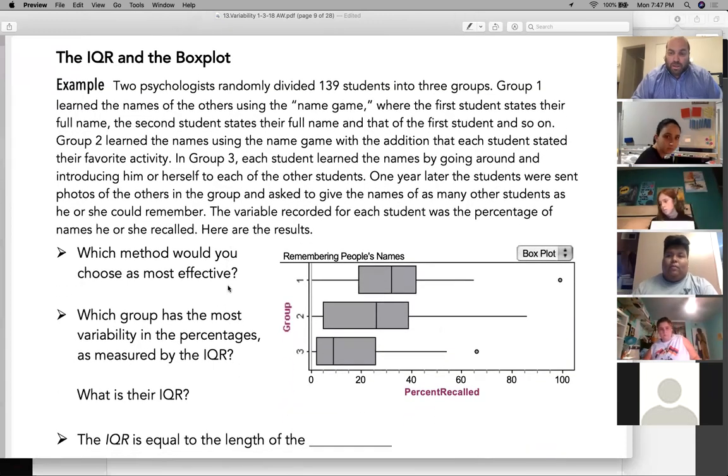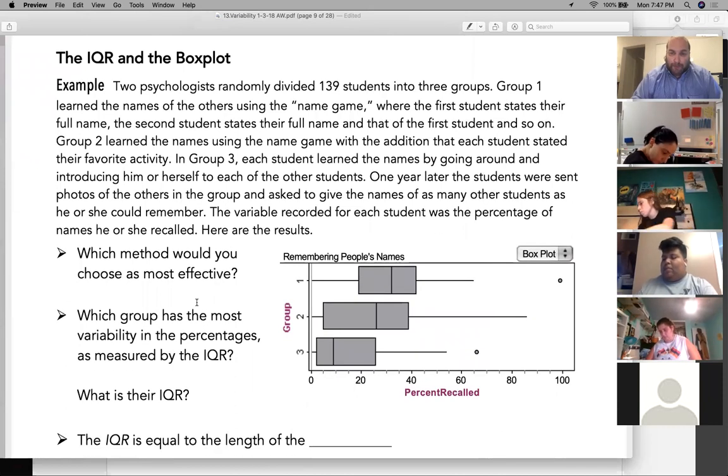Okay. So let's look now at this one here. The IQR and the box plot. Example. Oh, we did this example before. At least we talked about this example before. So the question is, which method would you choose as the most effective? That's the one that probably has the highest median. So I would choose group 1 with the highest median versus the other ones.